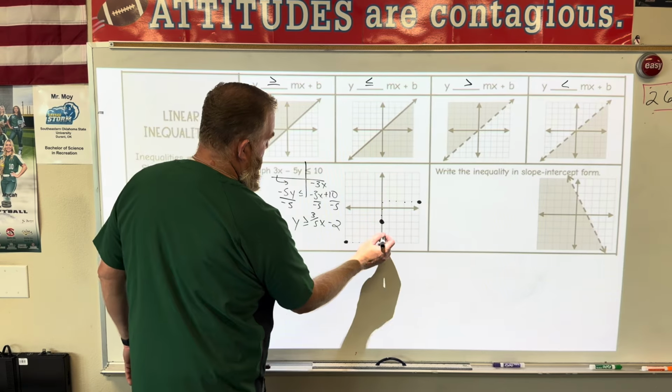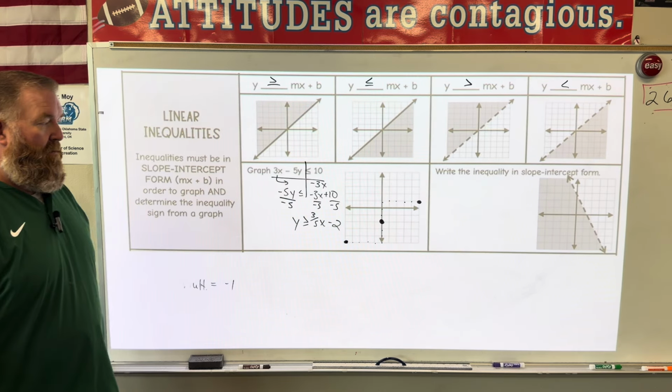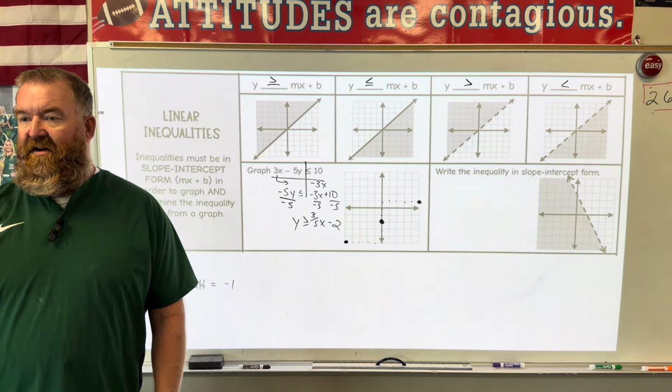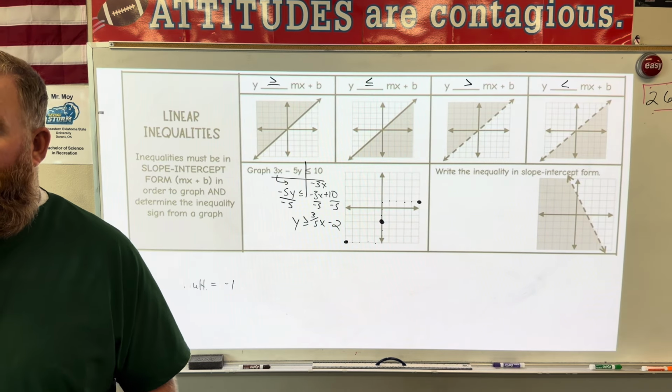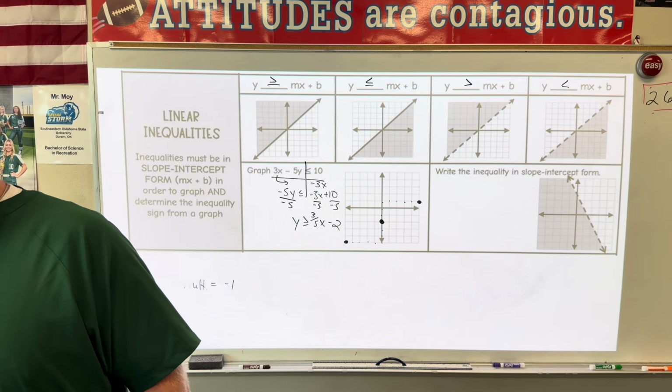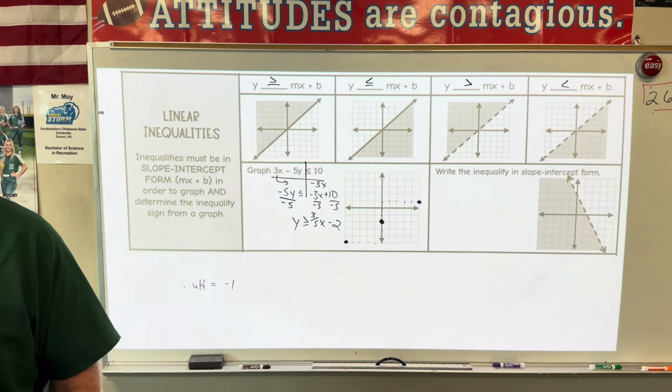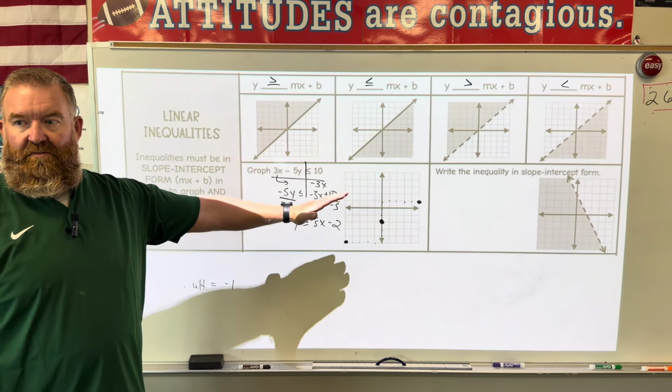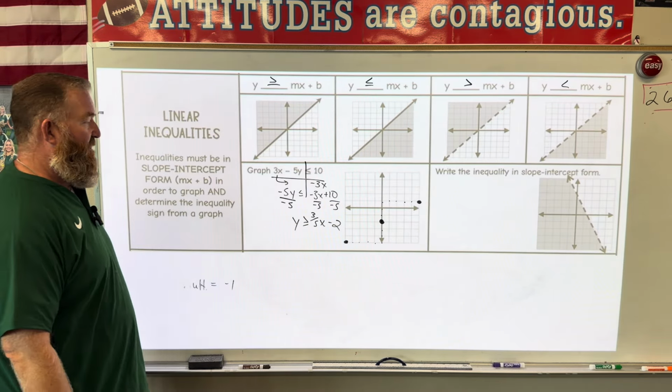Why does that work? What is down and left? What is down? Positive or negative? Negative. What is left? Negative. Two negatives make a what? It's still in my positive slope, so I'm still okay. All right, solid line or dash line, guys?